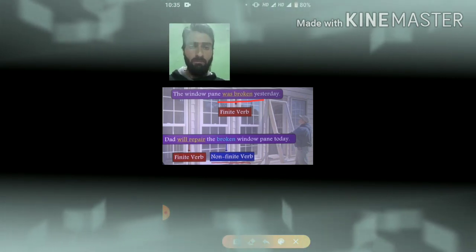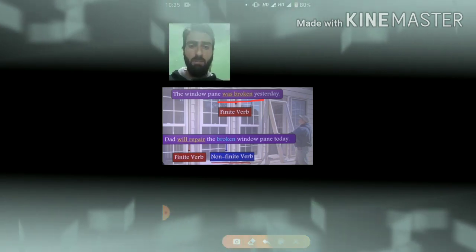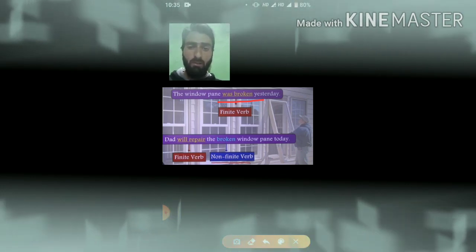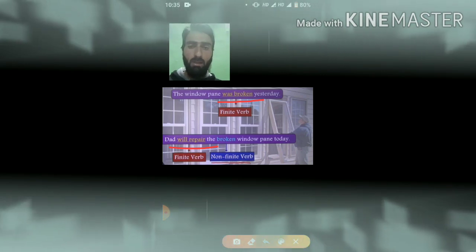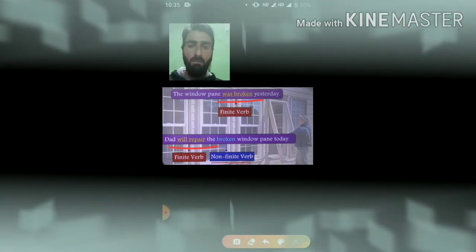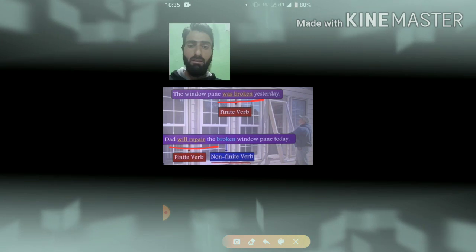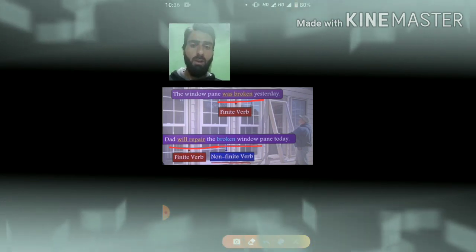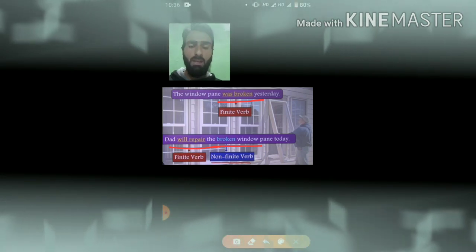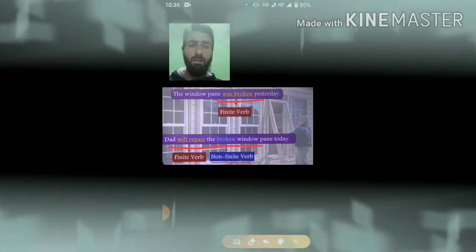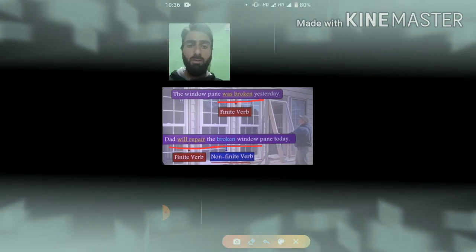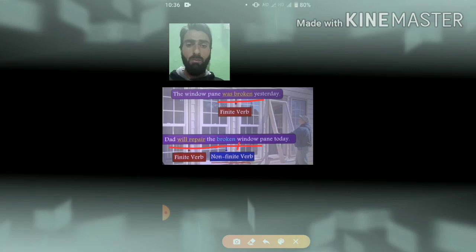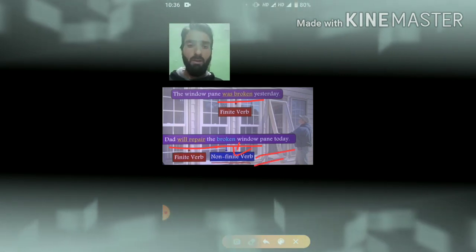And in the second sentence, Dad will repair the broken window pane today. Will repair. This verb repair has just followed the helping verb will, and it is a finite verb. And in broken window, window is a noun, and broken becomes an adjective. So when the V3 form is used as an adjective in the sentence, we call that past participle, which is also one of the kinds of non-finite verb.